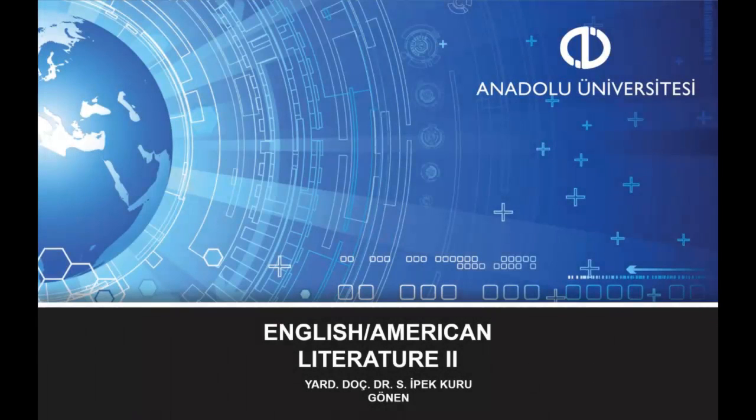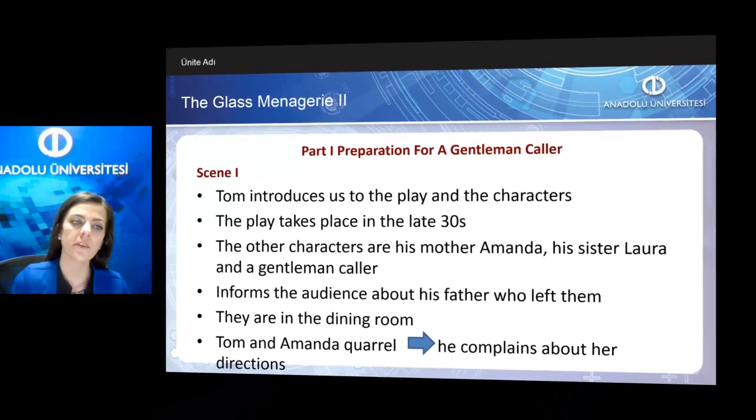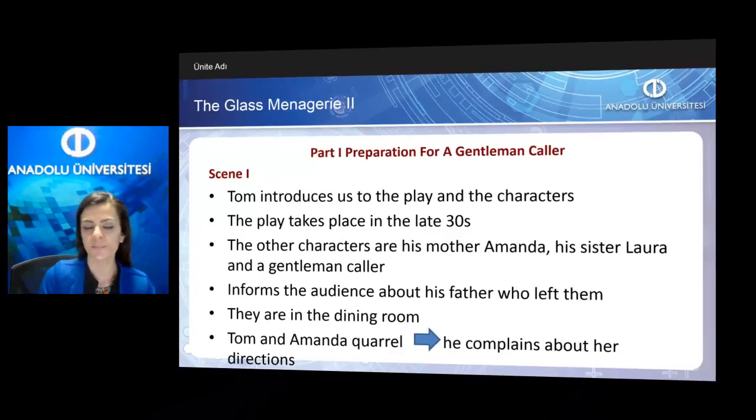English American Literature 2, The Glass Menagerie 2, Unit 9. In this unit, we are going to talk about all the parts and the scenes from the play and analyze them one by one. Let us start with part 1.